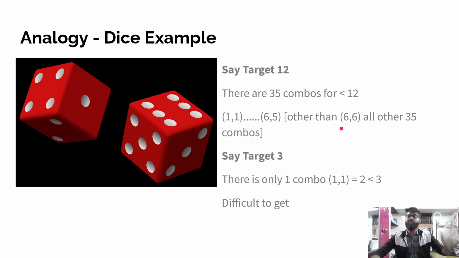So there are 35 combos. Say the target is 3 now. Then there is only one combo, 1,1, which equals 2, which is less than 3. All other combos will fetch you a value of 3 or more. So this is more difficult to get than this. This is more difficult to achieve than this.